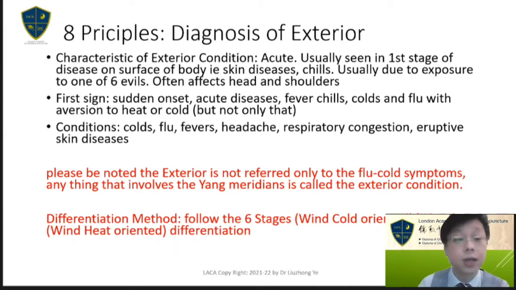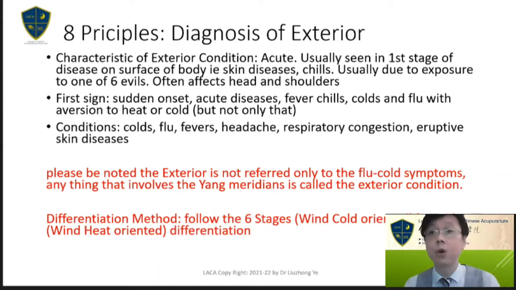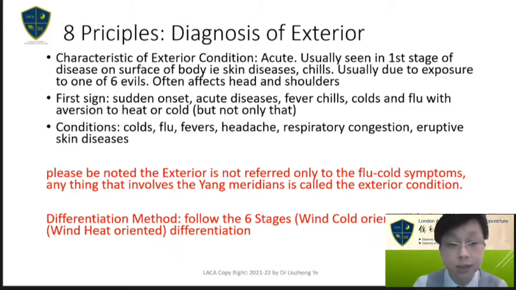Therefore, when we talk about this differentiation method, we'll be following the 6 stages or the 6 channels, right? Especially when the condition is cold-oriented, wind-cold-oriented, it's very much 6 channels. And if it is wind-heat-oriented, quite often you can use the 4 levels. However, the 6 channels and the 4 levels or 4 stages, whatever you call them, are not conflicting or clashing with each other. The 6 channels can include the 4 stages in many ways. So 6 channels is still the core of the whole exterior conditions diagnosis in my system.